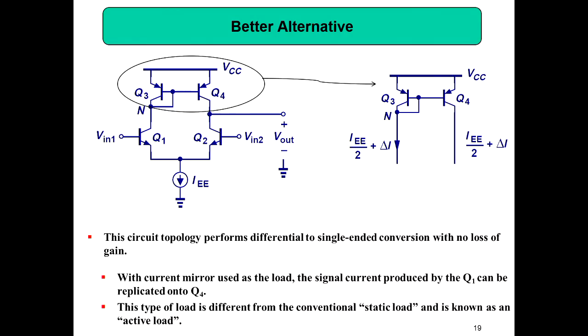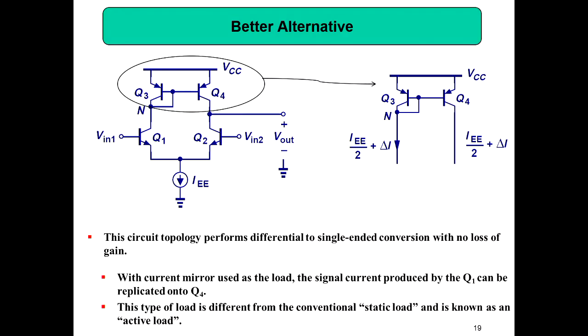This topology performs differential to single-ended conversion with no loss of gain. With current mirror used as a load, signal current produced by Q1 can be replicated onto Q4. This type of load is different from the conventional static load and is known as active load. So now we are using active load, and this can convert your differential output, Vx minus Vy, into single-ended without losing the properties of the differential output.